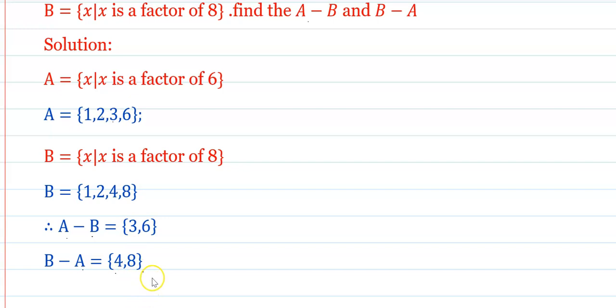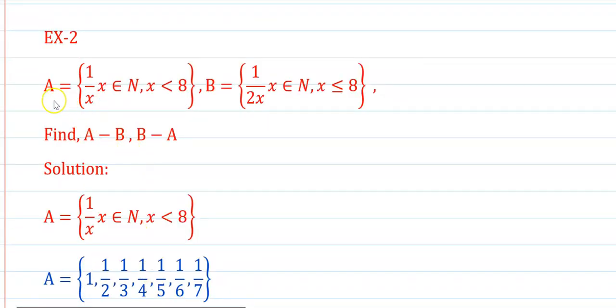Now the next, example number 2. A is equal to the set of 1 upon X such that X belongs to the set of natural numbers and X is less than 8. And B is equal to the set of 1 upon 2X such that X belongs to the set of natural numbers and X is less than or equal to 8. Then find A minus B and B minus A.